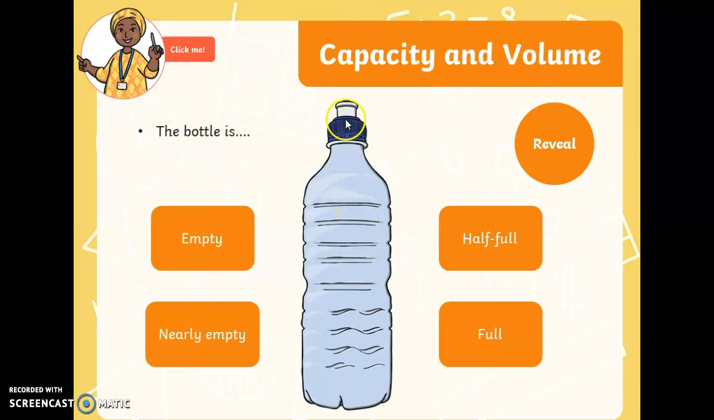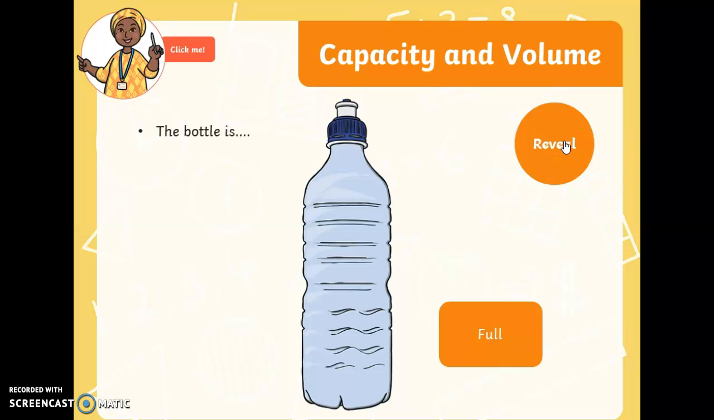The bottle is, let's look. Can you see any liquid in it? Is it empty? Is it half full? Is it nearly empty or is it full? It is full.